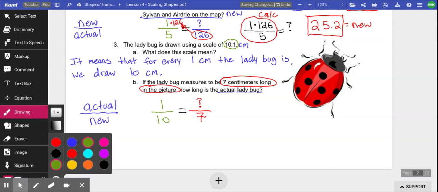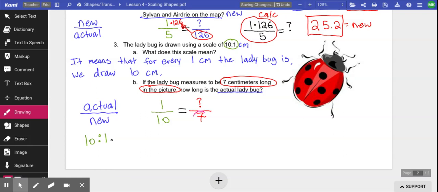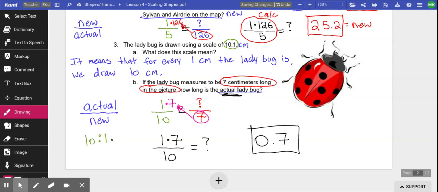Once I've set up my ratio, that's the hardest part. Now all I need to do is cross multiply that 7 to here. That leaves me with 1 times 7 divided by 10 equals question mark, which is my actual ladybug length. If I put that in my calculator, 1 times 7 divided by 10 is 0.7. So the actual length of that ladybug is 0.7 centimeters.